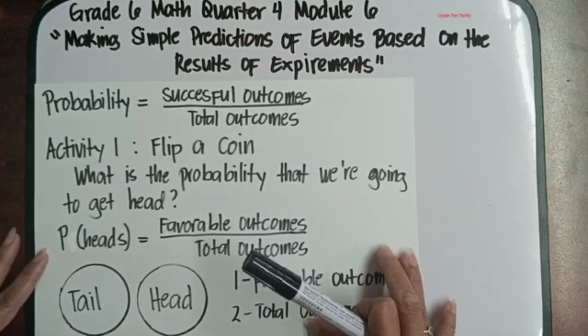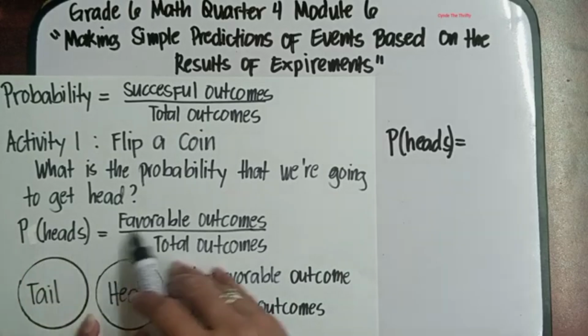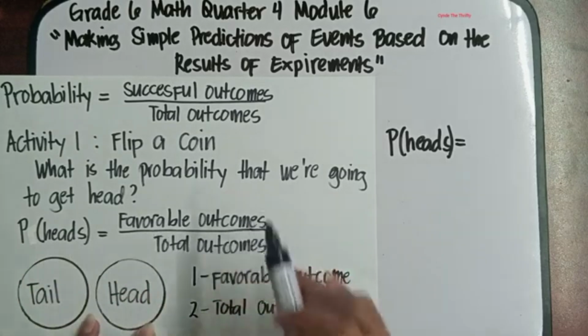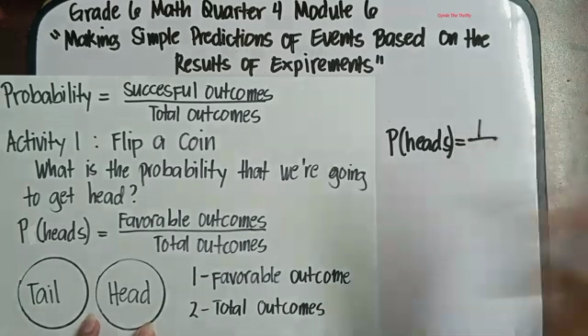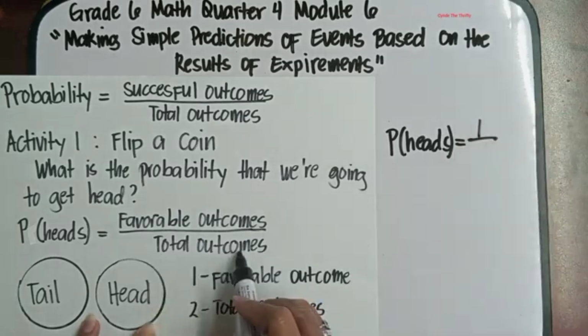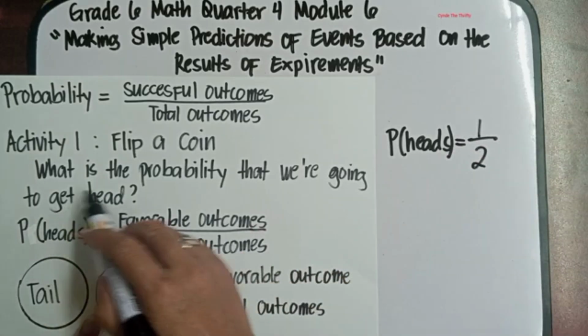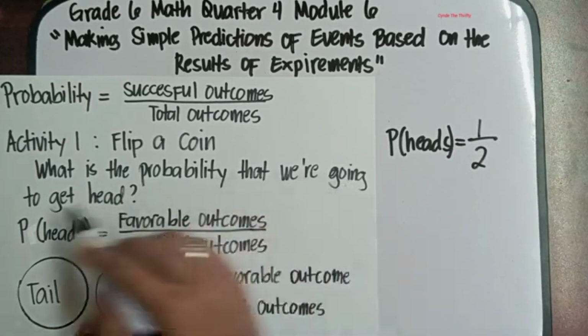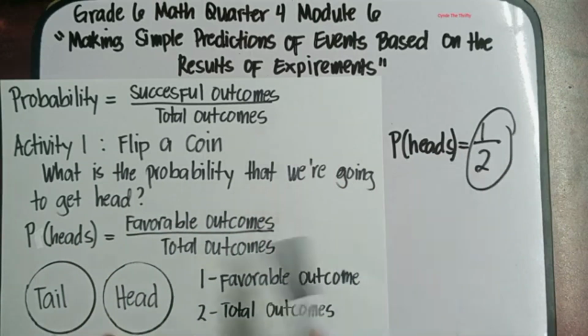So, paano natin siya isolve? So, based sa ating formula, probability heads is equal to favorable outcomes. Ano yung favorable outcomes natin? 1. So, 1 divided by our total outcomes. So, ilan yung total outcomes natin? 2. So, therefore, ang sagot natin sa ating what is the probability that we're going to get head is 1/2. Paano naman kung tail yung pag-uusapan natin?